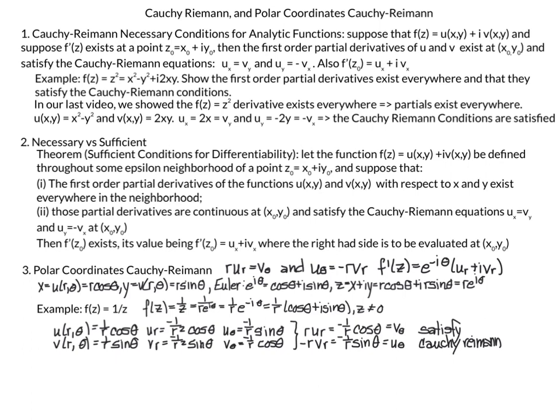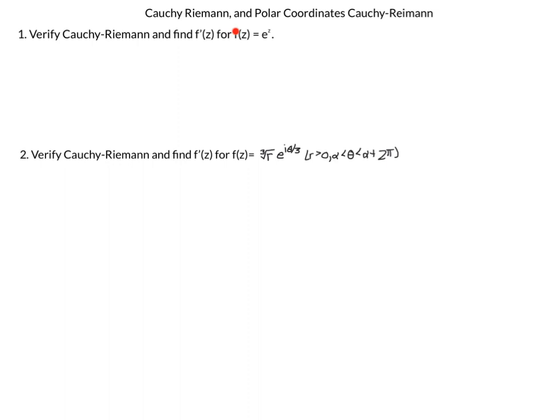For a review, I have two examples for you to try. These are the two problems. The first one is to verify the Cauchy-Riemann conditions and find f prime of z for f of z equal to e to the z. The second problem is to verify the Cauchy-Riemann conditions and find f prime of z for f of z equal to the cube root of r, e to the i theta over 3, where r is greater than 0 and theta is between alpha and alpha plus 2 pi.